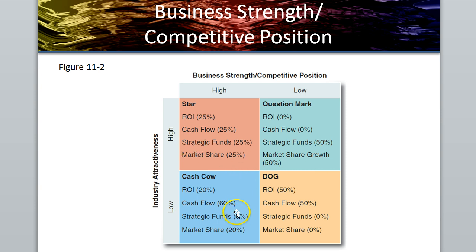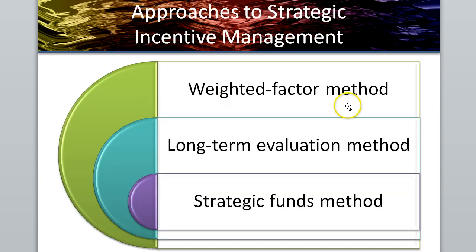And for cash cows, we would have a different set of circumstances, and then for the dogs, maybe we look at return on assets as a different percentage. So we put these percentages: return on investment is 50%, cash flow is 50%. But for a cash cow, we're not really that concerned with return on investment. We're more concerned with cash flow. We put 60% of the emphasis of meeting this goal on cash flow and 20% on market share. Where a dog, we wouldn't measure market share at all. So this is just a way of realigning this business strength and competitive position chart to meet these weighted factor methods.